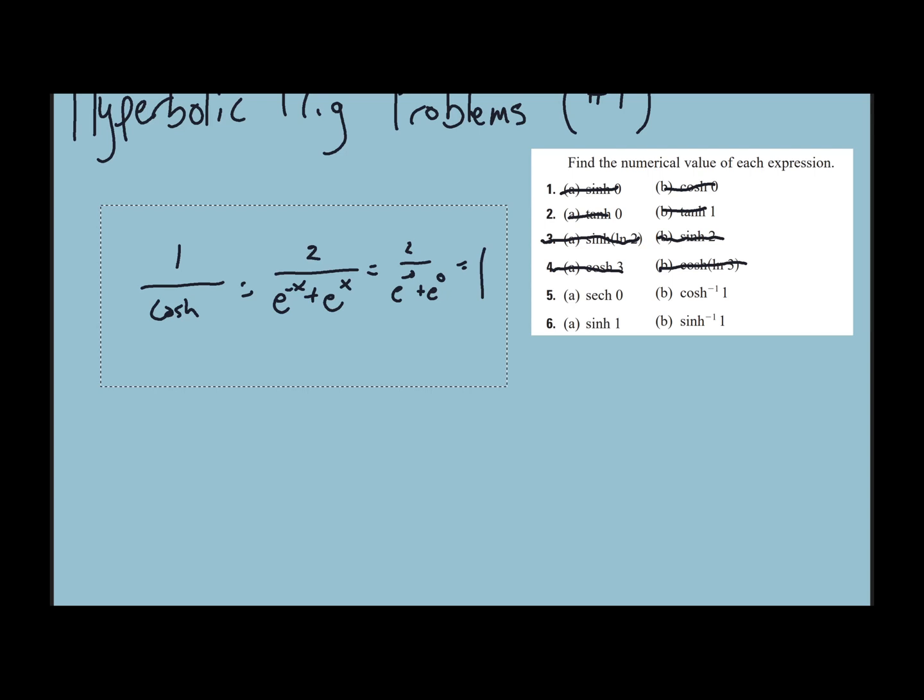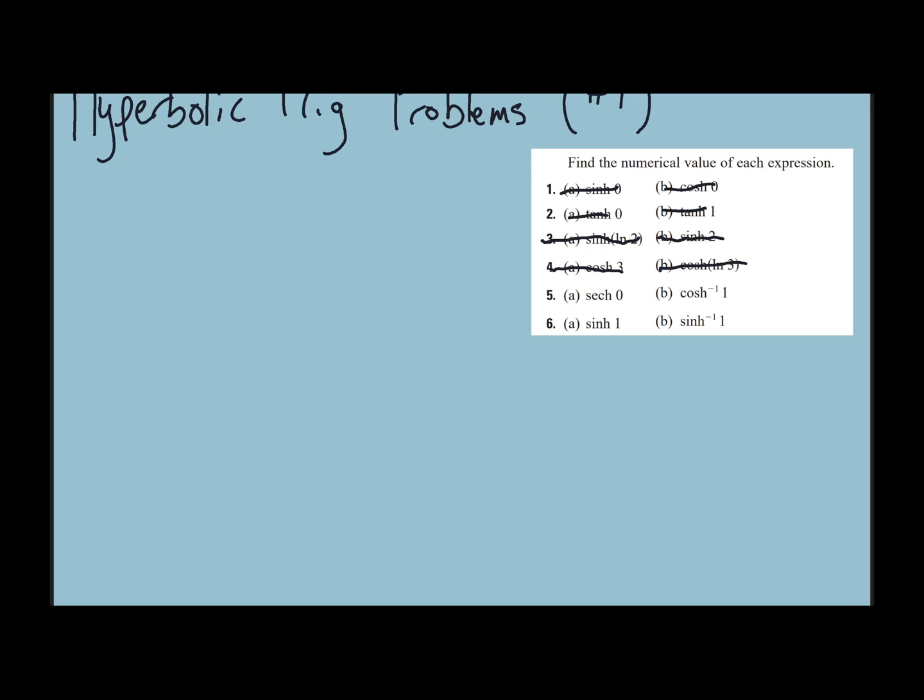Okay, now something interesting. Look at the next problem. This is arc hyperbolic cosine. I don't know if you remember that from explainer video number 4, but I actually derived it, and it wasn't that bad. But it went like this. Natural log of itself plus square root of y squared minus 1. So we put 1 in for that.